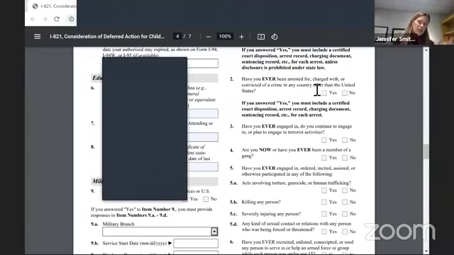This is asking for any arrests or charges outside of the U.S. If you do have something outside the U.S., you need to include the records again. And again, you're going to want to talk to an attorney to make sure you're still eligible for DACA, even with that history.